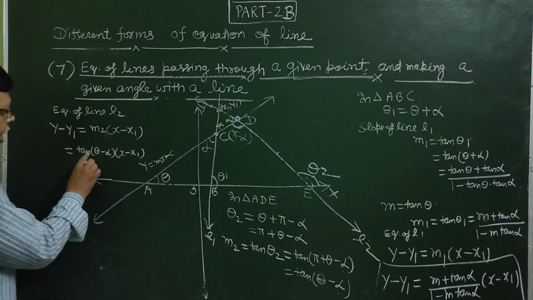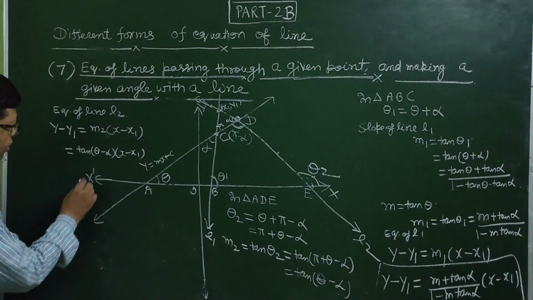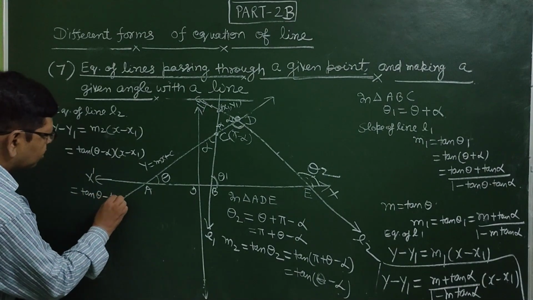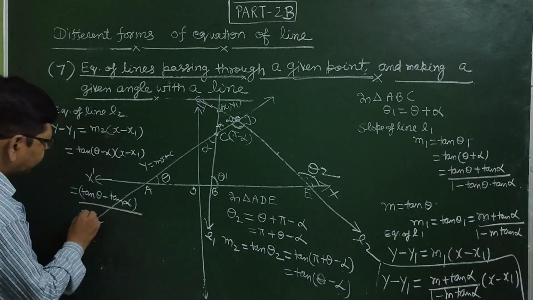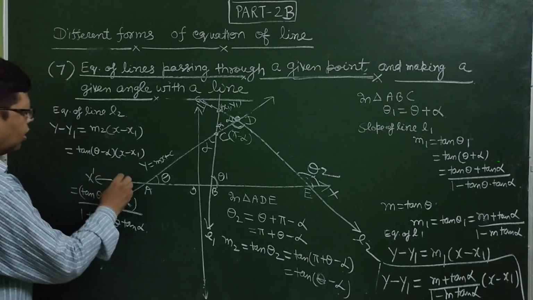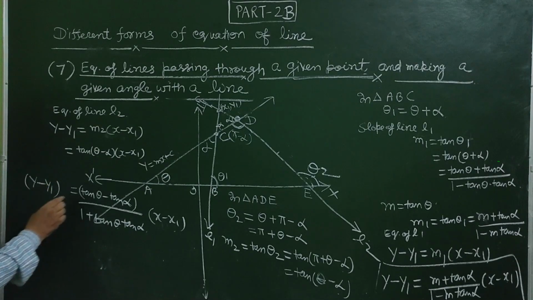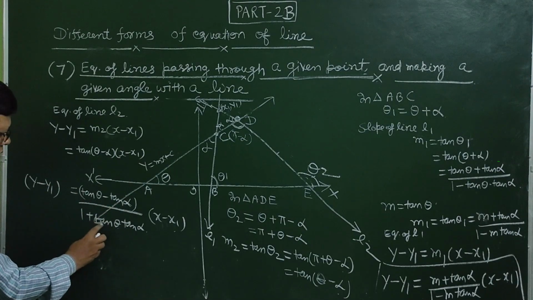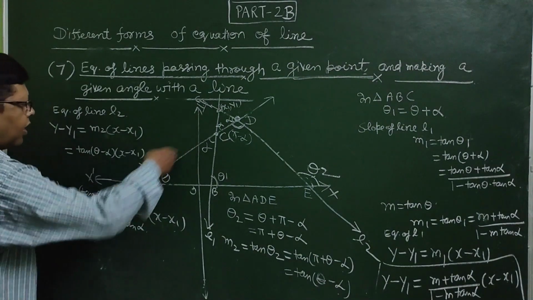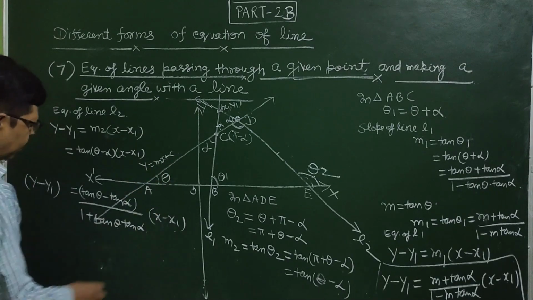which gives y minus y1 equal to tan of theta minus alpha into x minus x1. Now using the formula of tan of a minus b, which is equal to tan a minus tan b upon 1 plus tan a into tan b, that is tan theta minus tan alpha upon 1 plus tan theta into tan alpha, into x minus x1. So y minus y1 is equal to tan theta minus tan alpha upon 1 plus tan theta into tan alpha into x minus x1. Tan theta is the slope of the line y is equal to mx plus c, that is m is equal to tan theta.